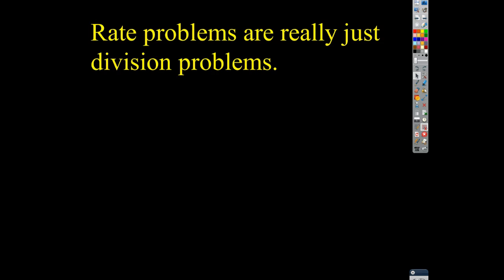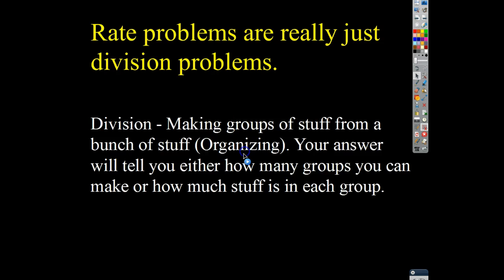So let's talk about how we're going to solve a unit rate problem. Well, these are really just division problems. This division is the definition that we discussed earlier this quarter. We were talking about how division is when you make groups of stuff from a bunch of stuff. You start with a bunch of stuff and you make groups of it. Your answer is going to tell you either how many groups you can make or how much stuff is in each group.